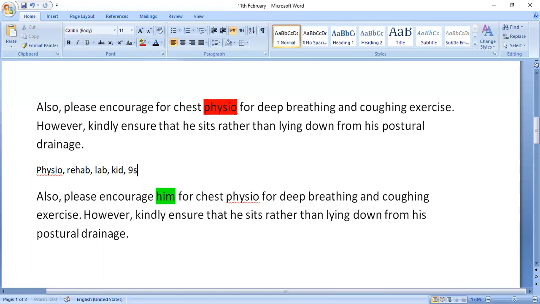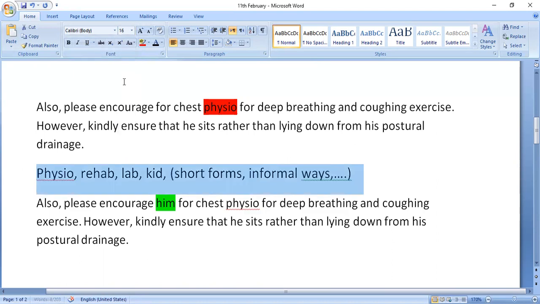These are short forms, informal ways. We should not write them like this. Please be careful whenever you write your OET letter. Don't write physio, write physiotherapy. Don't write rehab, write rehabilitation. Don't write lab test, write laboratory test. Don't write kid, write children. So please avoid these things.